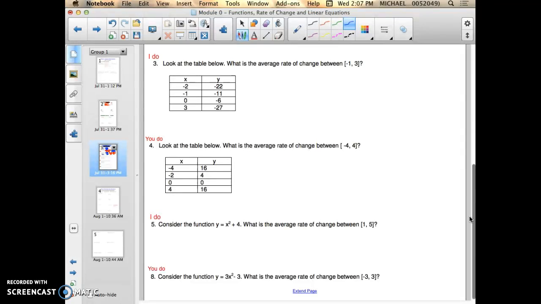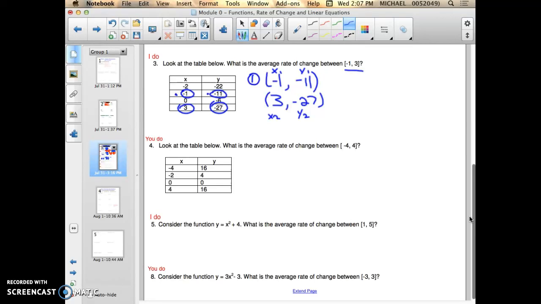The first step is always to identify the y value if given the x value. And these are my x values. They want to know the interval between -1 and 3. So I'm going to put -1, and this is going to be my x1. What is my y1 value at -1? Well, here is -1. So my y value at -1 is -11. At that x value right here, the y value that matches it is -11. So that's my y1. Found the first one. The second one is at 3, my y value is -27.